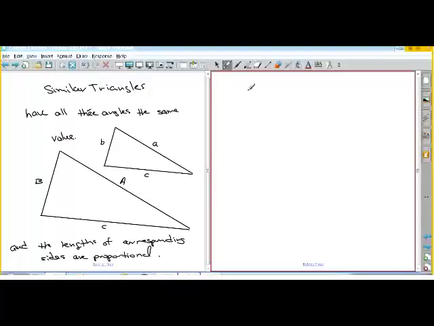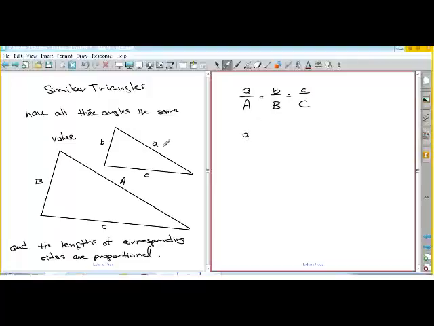So let me show you both ways. So the first case is if I take the length of side a, the corresponding side in the larger triangle is capital A. And then if I take side b, which is a smaller value, and capital B is the bigger value, and we can do the same thing with side c. So here I'm comparing the lengths between similar triangles.